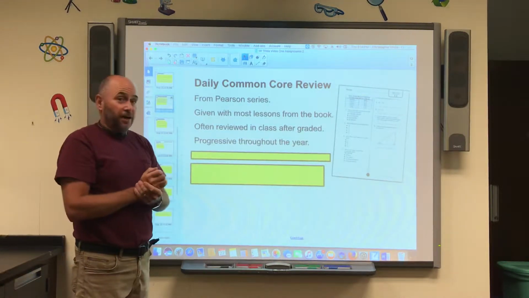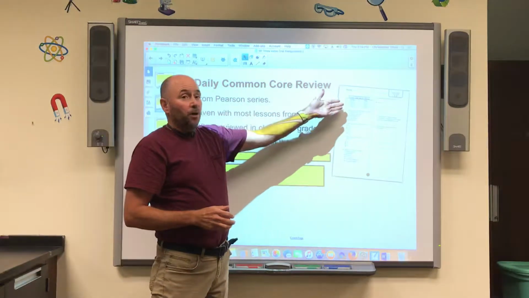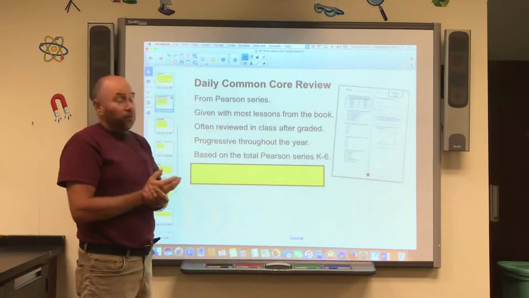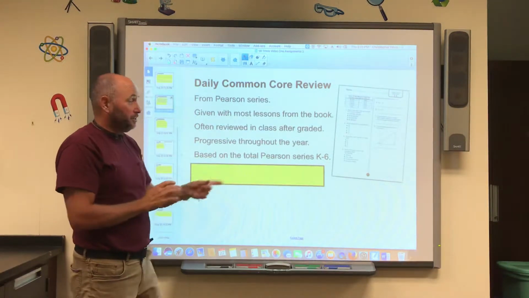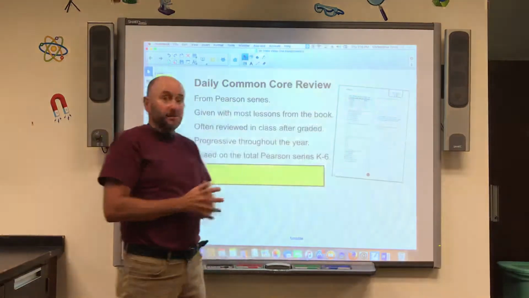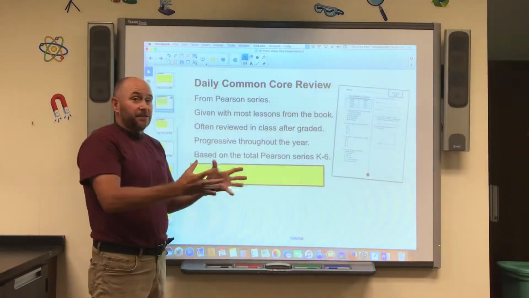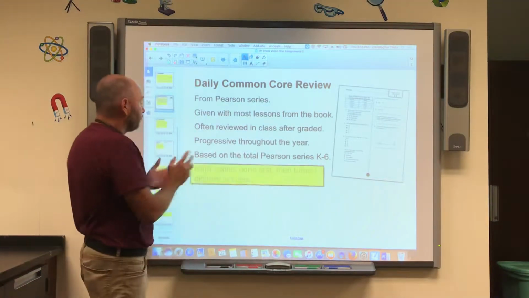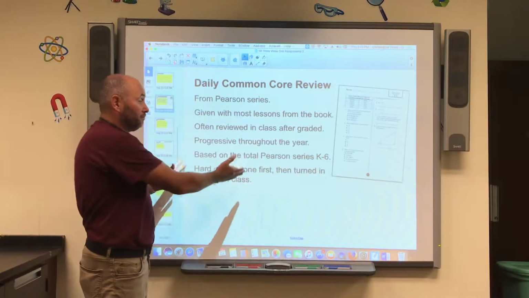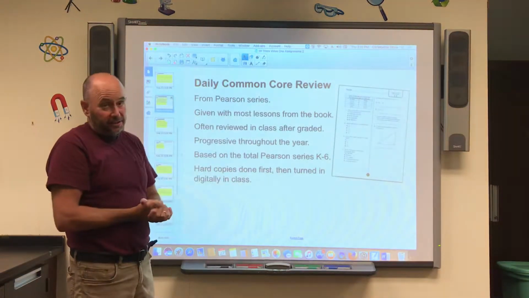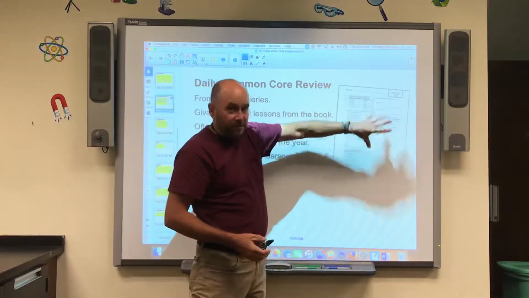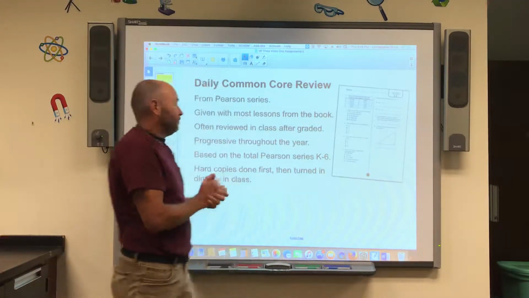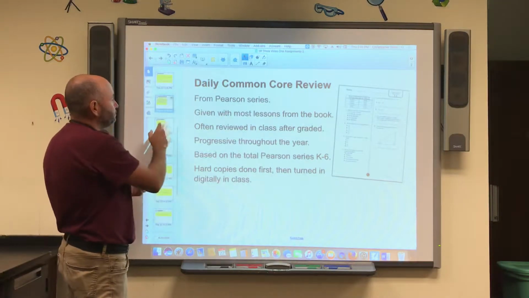They are progressive throughout the year. In other words, what they learn in topic 1 will begin to appear in the Daily Common Core reviews. They are based on the total Pearson series, which is K through 6, so that at the beginning of the year, the Daily Common Core reviews emphasize the entry-level skills that a 6th grader should have from 5th grade. Hard copies are done first, and then they are turned in digitally in class. Okay, so they'll do a hard copy. If they're absent, they can take the hard copy home, bring it in completed, and then submit it digitally. Okay, so Daily Common Core.